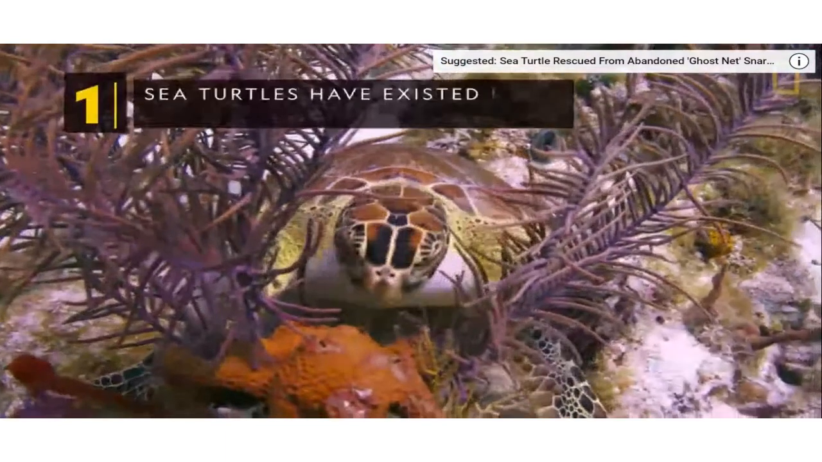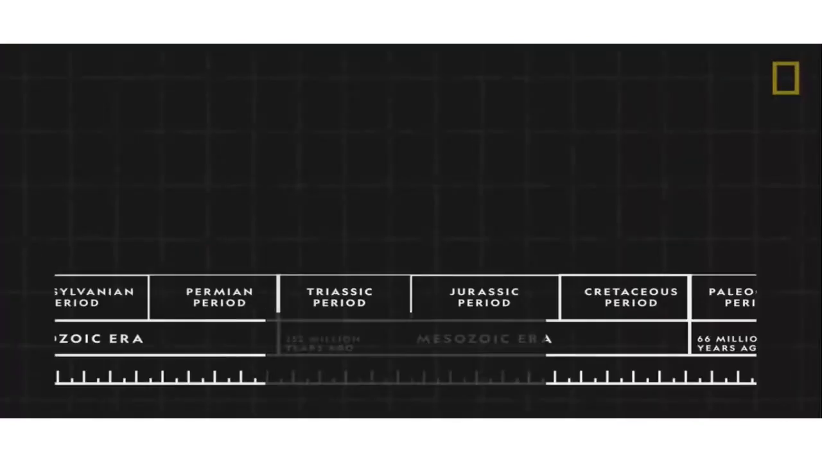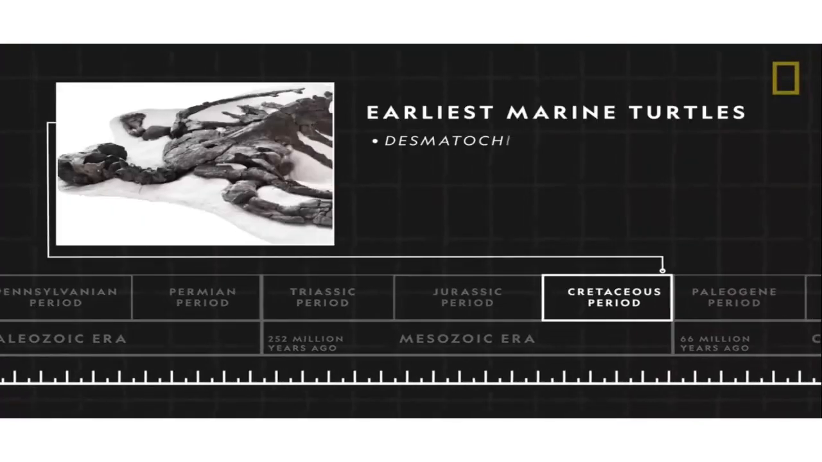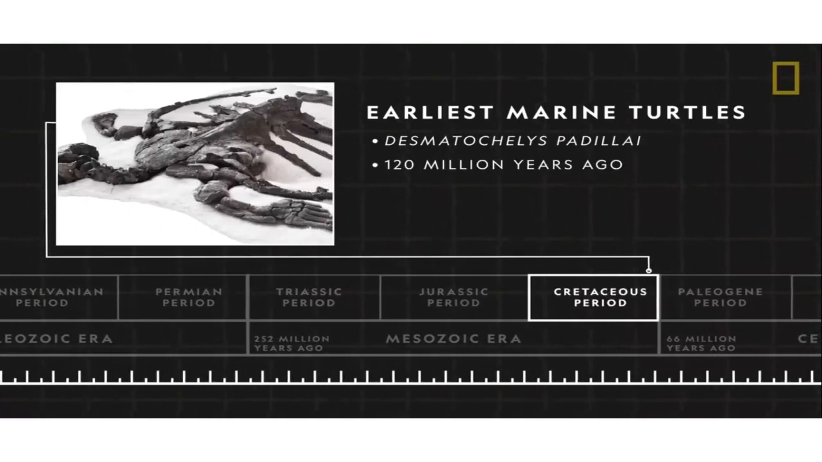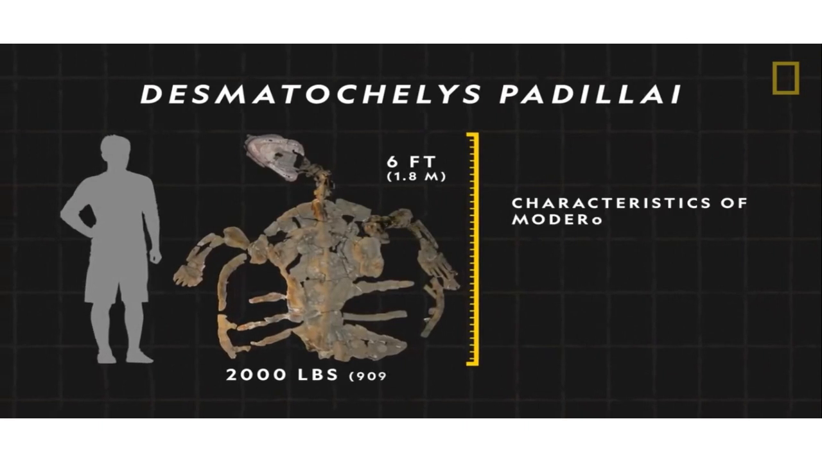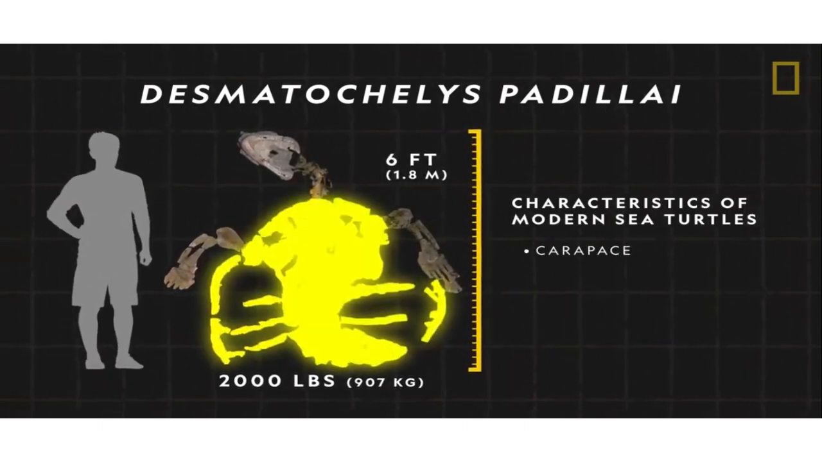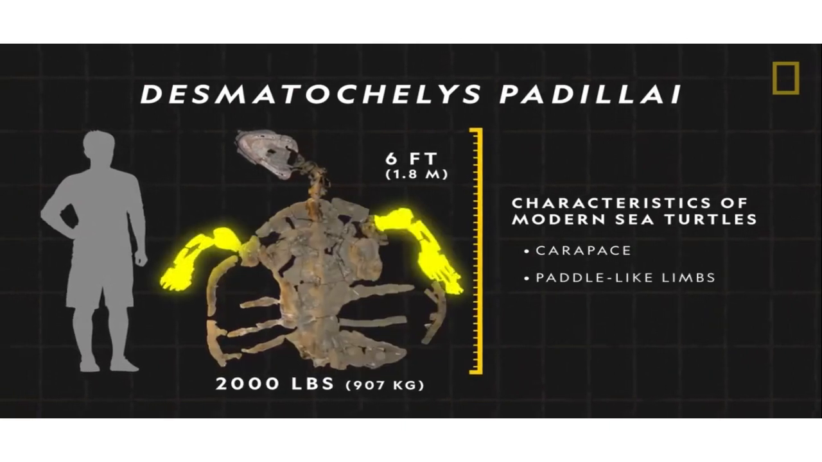Sea turtles have existed since the time of the dinosaurs. The earliest known marine turtle lived about 120 million years ago. Named Desmatochelys padillai, it was 6 feet long and had the characteristic features of modern sea turtles, including a carapace, or top shell, and paddle-like limbs.